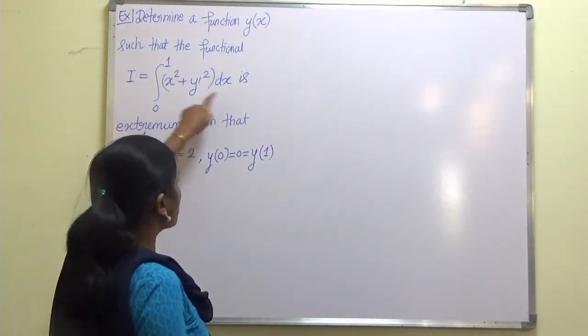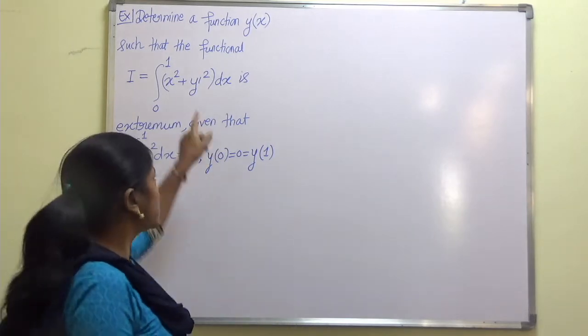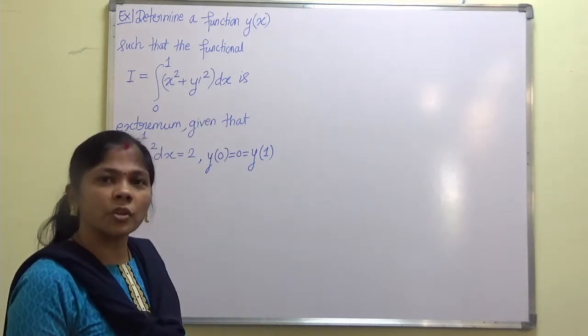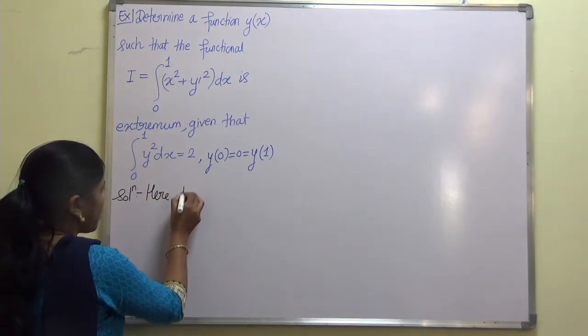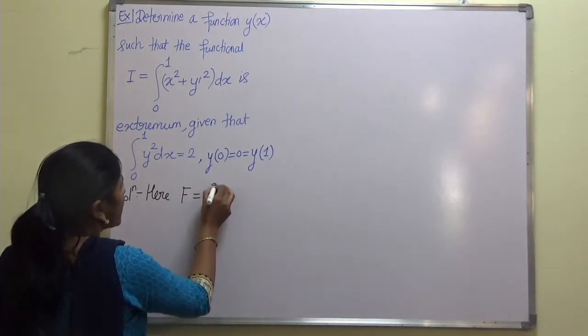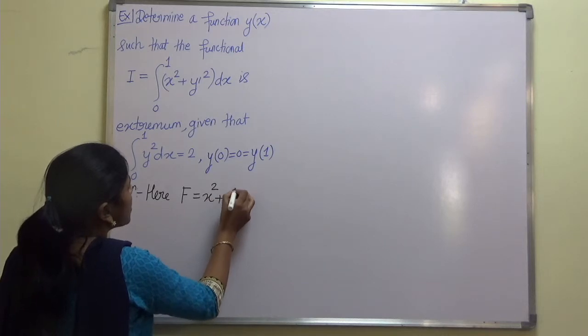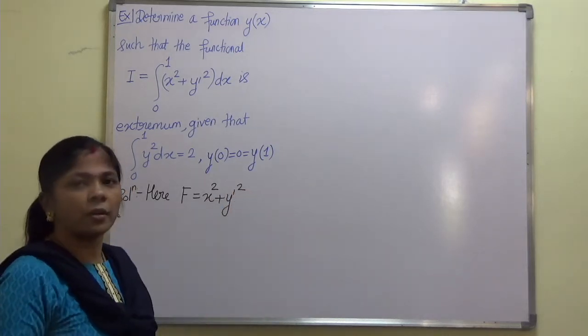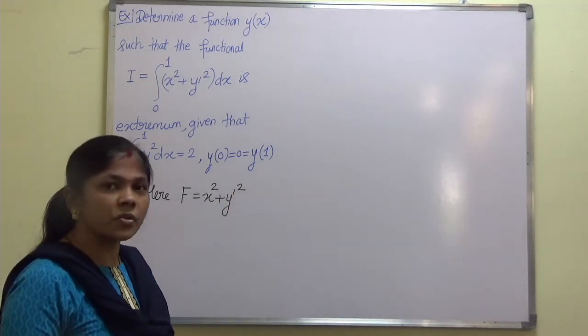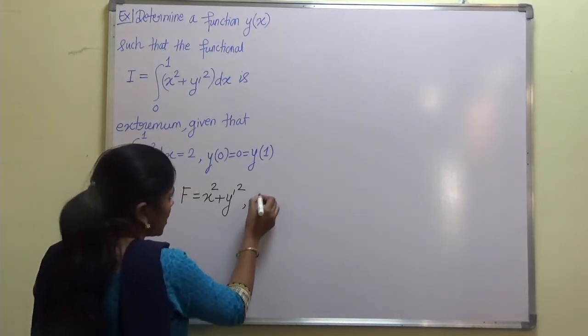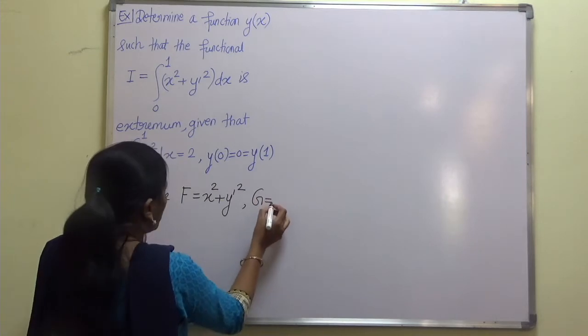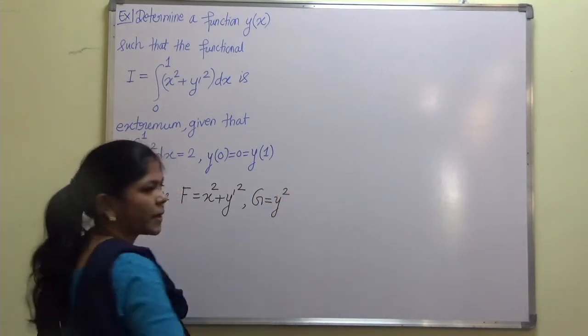So this is the functional which is to be extremized, so its integrand involves a function capital F. Let us write capital F. F is equal to x square plus y dash square, and the functional whose value is given as constant gives us the function G. That is, capital G is equal to y square.